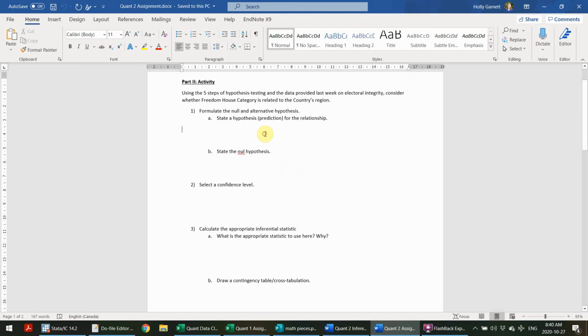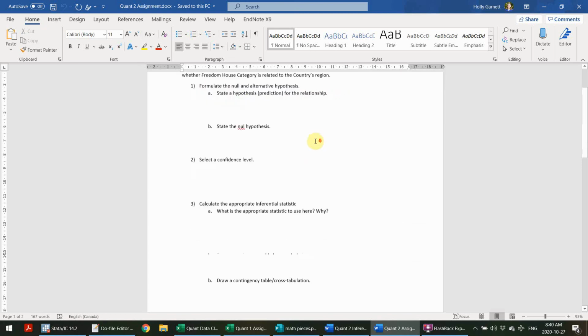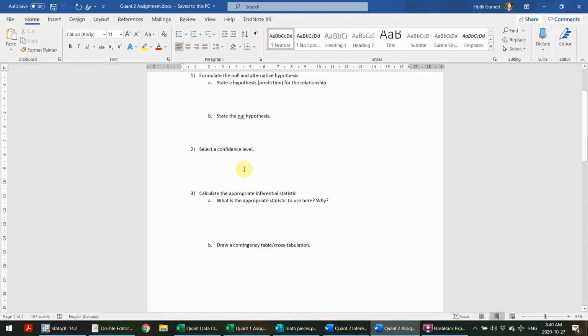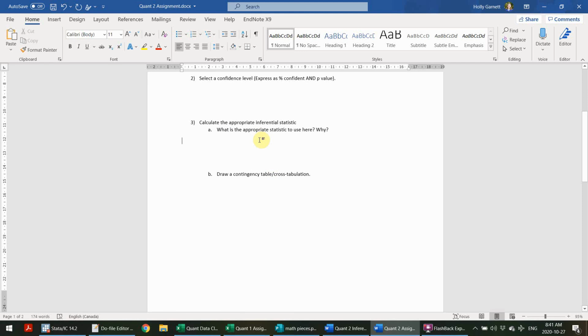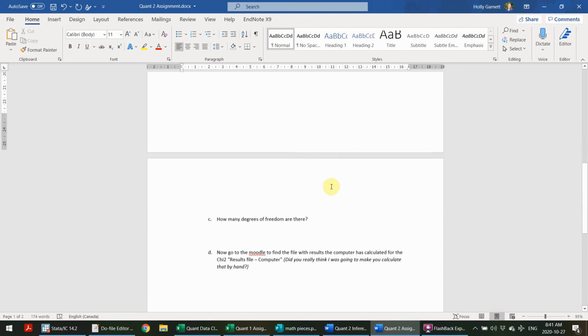And essentially what you'll be doing is you'll create a hypothesis. We're interested in the relationship between Freedom House category and a country's region. State the null hypothesis, select what your confidence level is going to be, whether you want that to be 95% confident or 99% confident. So I'm going to just add to express as % confident and p-value, just so you can practice knowing how those two relate to each other. You're going to calculate the appropriate inferential statistic. Hint, we've only covered one, so we're probably going to use that, but explain to me why. You'll draw your contingency table, your crosstab.